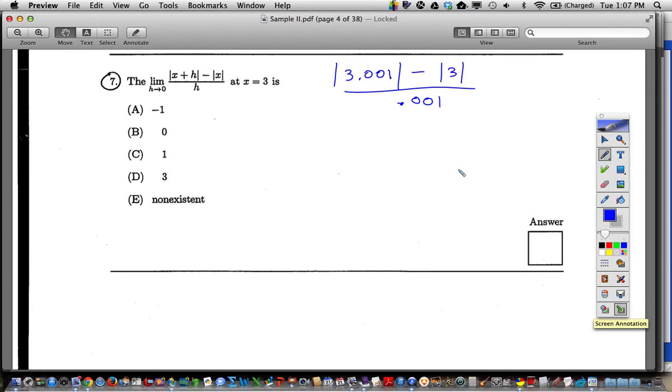I like the reasoning, because that's what we talked about. As a limit problem, you try substitution. 0 over 0 means keep going. Try something close to 0. You can't use a calculator, so you try something really close to 0 and look at it. Now, what happens sometimes, especially without a calculator, when you look at something really close to 0, is that the absolute value of this is just 3.001 minus 3, so that's 0.001 over 0.001, so that's 1.